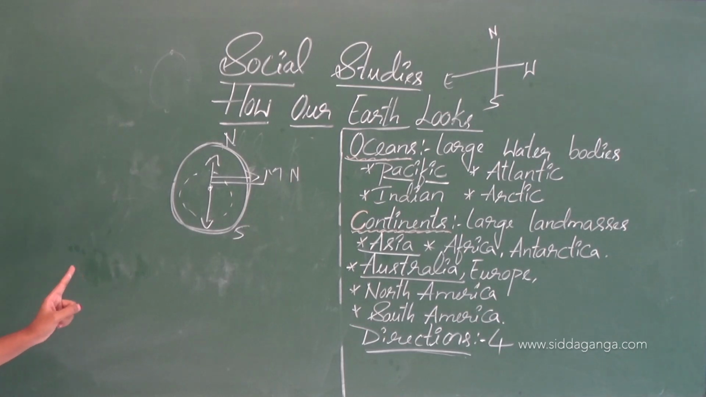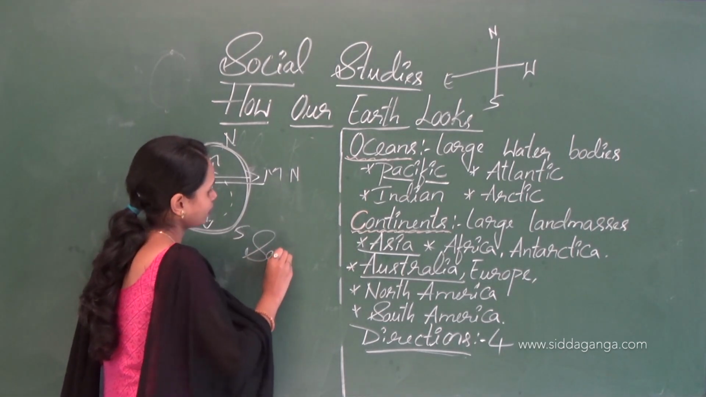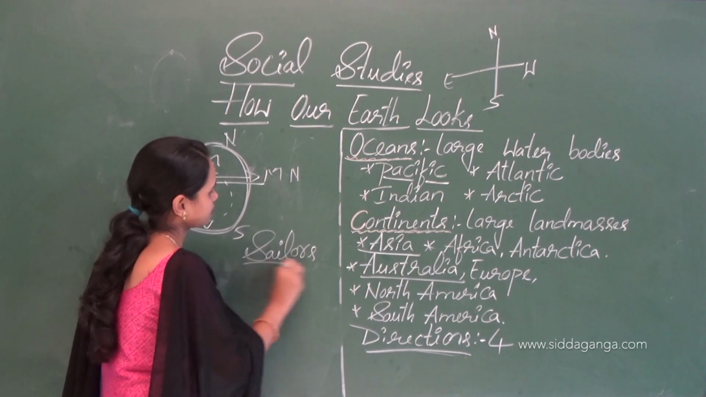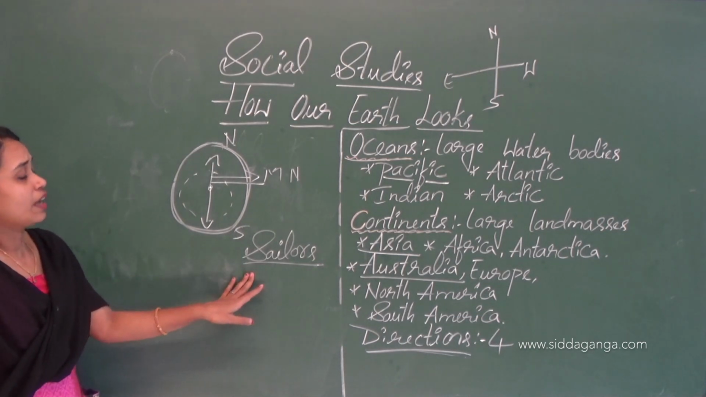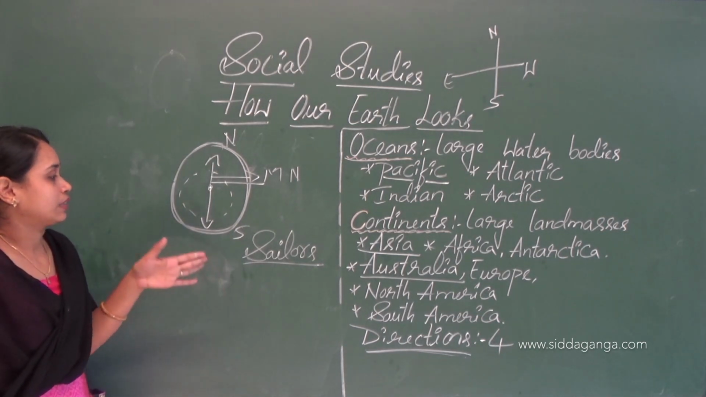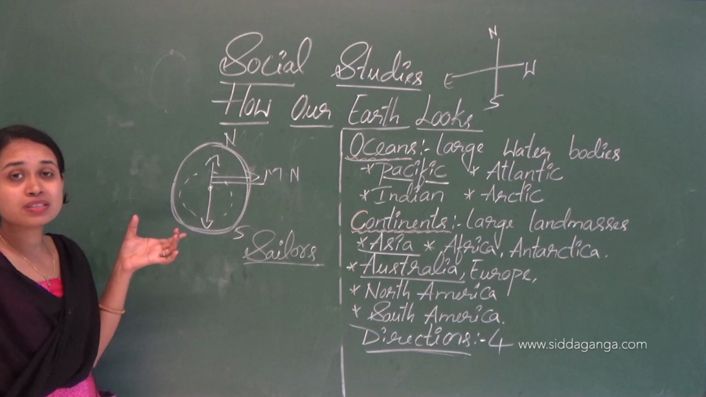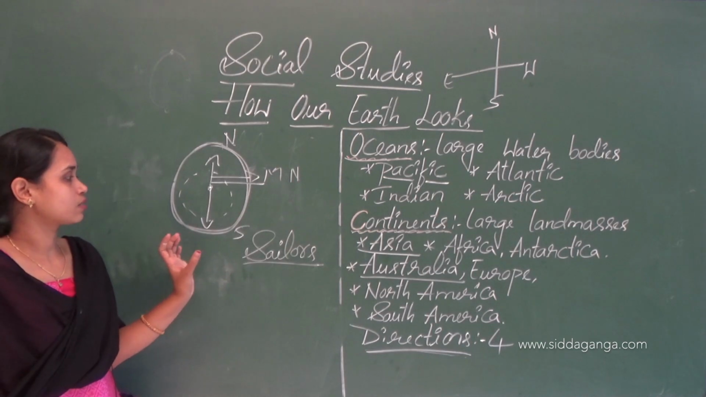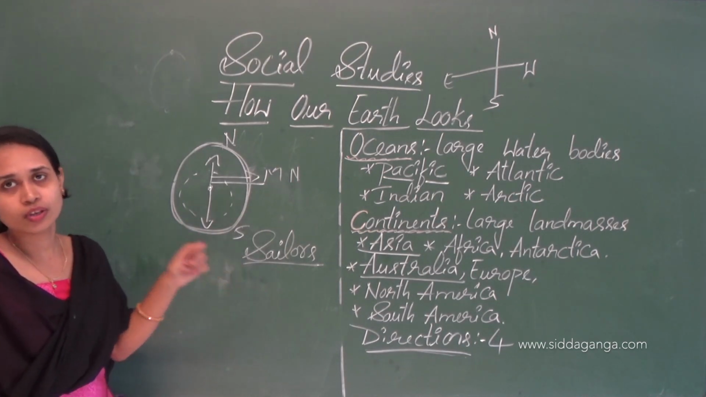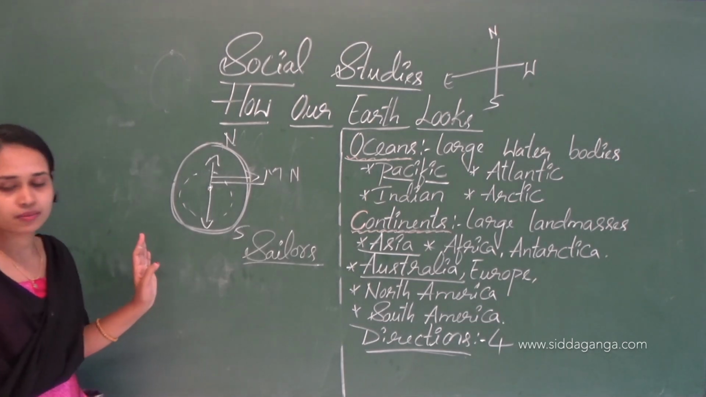Okay, so the compass is used by sailors. Sailors means long journeys. They sail with the help of ships. So this compass is helpful for sailors, okay, to find out the right directions.